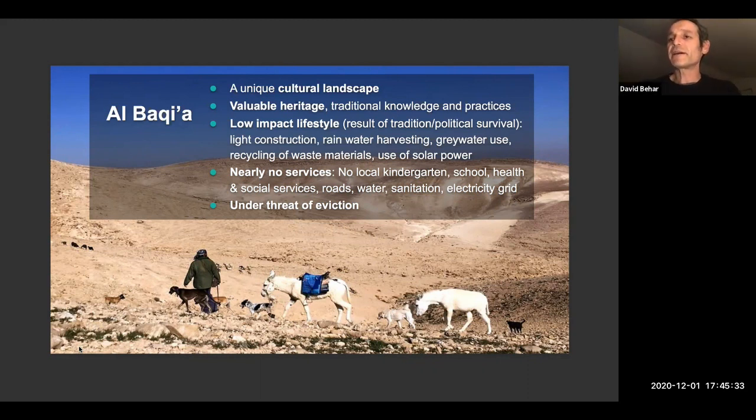They have low impact lifestyles because they have usually been harvesting rainwater, building with light construction, using gray water, and recycling most of their materials. And recently they also use solar power. They have nearly no services as we know in modern countries. So no school system, no health and social services, no roads, no running water, and no electricity grid. And as with most of the settlements in the Negev, they are under threat of eviction.